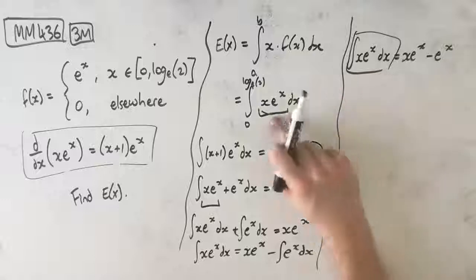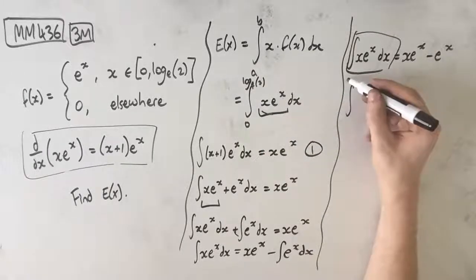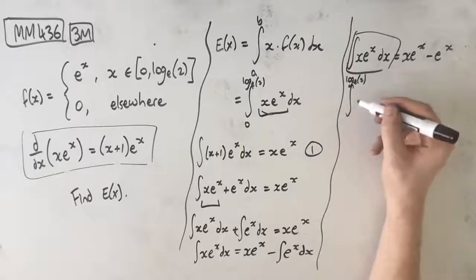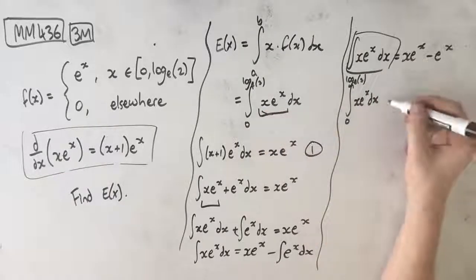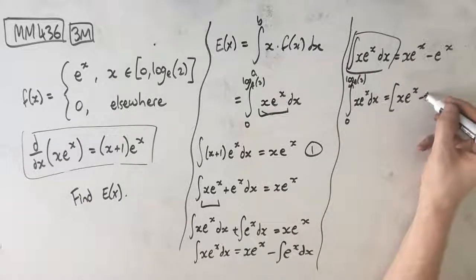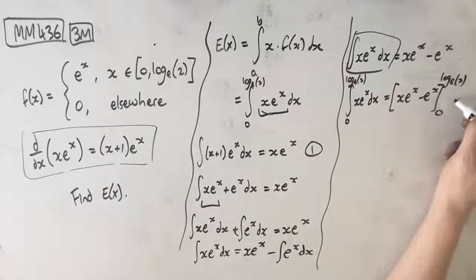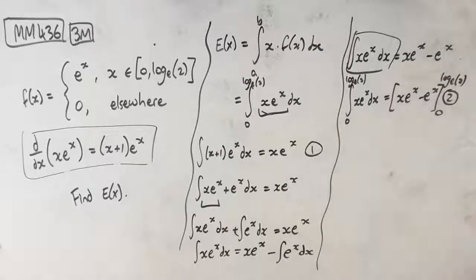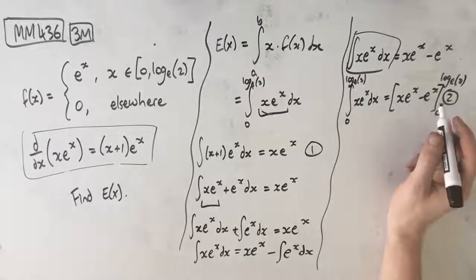Now we've actually found what this is. We've found the integral of x e to the x. It's this one, which means that our integral from 0 to log e of 2 of x e to the x dx, which is exactly this bit here, equals x e to the power of x minus e to the x, from 0 to log e of 2. This is our second mark. Awesome. So now all we have to do is sub these in as normal, and then we'll get our answer.